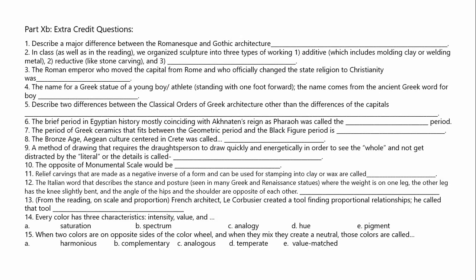Relief carvings that are made as a negative inverse of a form and can be used for stamping into clay or wax, that is counter relief. Don't confuse that with sunken relief, although they seem similar, but they are different. So that is counter relief. The Italian word that describes the stance and posture where weight is on one leg is contrapposto. The French architect Le Corbusier created a tool for finding proportional relationships. That tool is called the modular.